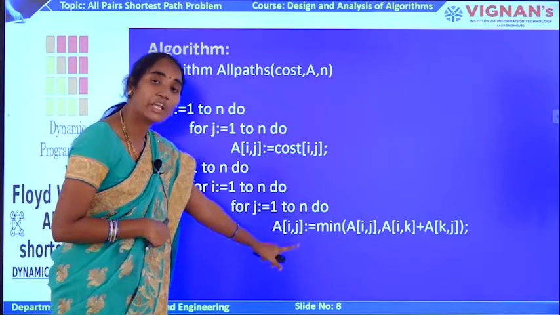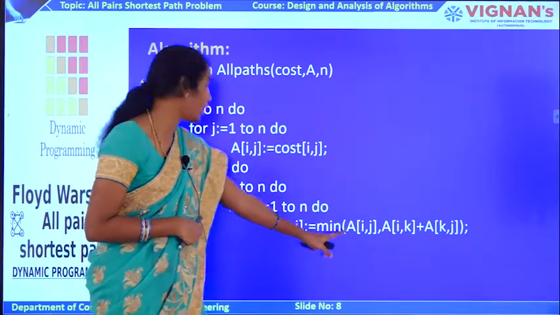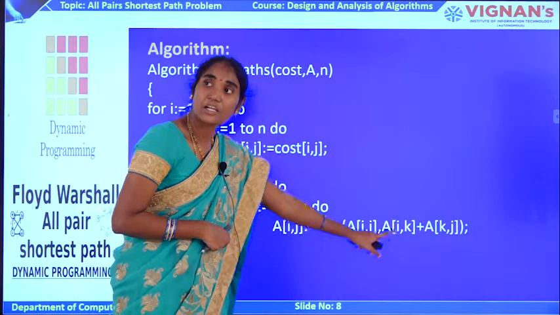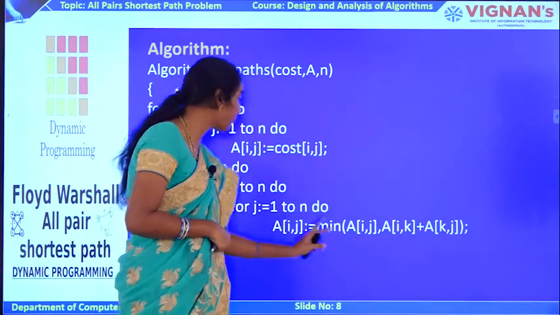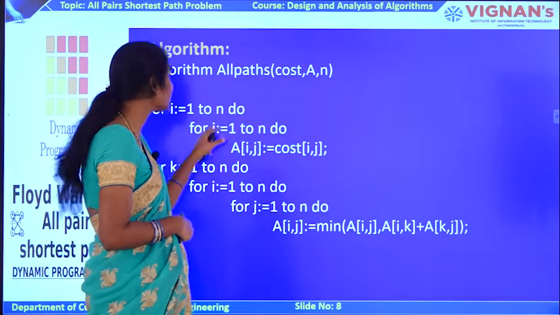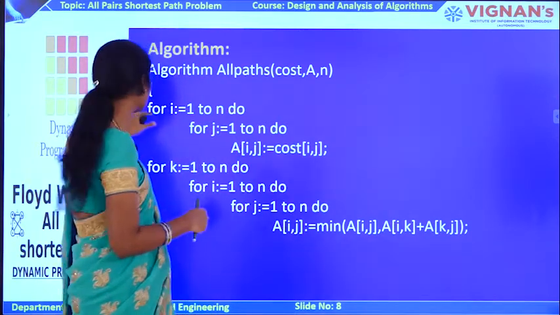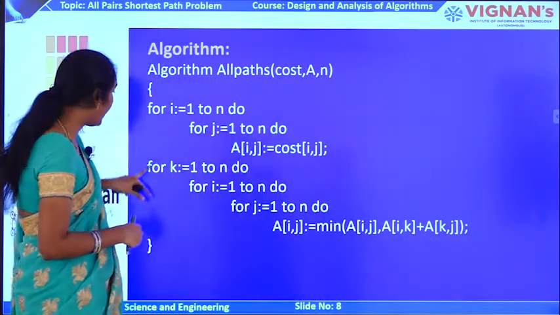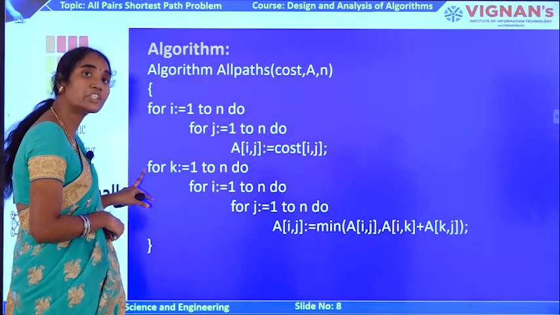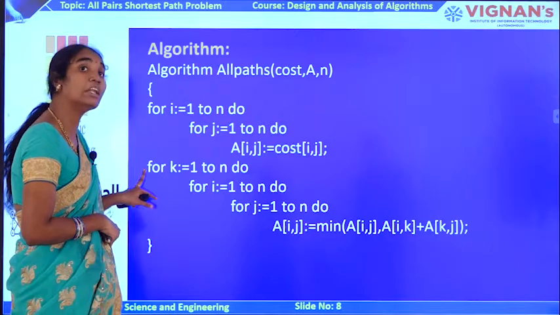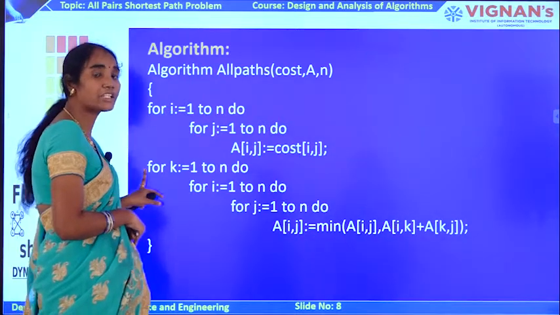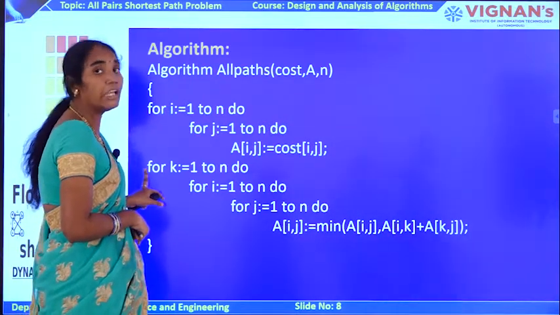So the A of ij value will be the minimum of A of ij or else A of ik plus A of kj. Which one is yielding the minimum value? That will be A of ij, and previously it was A0. This step is meant for A0, and this step is meant for each and every iteration where we are finding A1, A2, A3 and so on to An, depending upon the number of vertices.